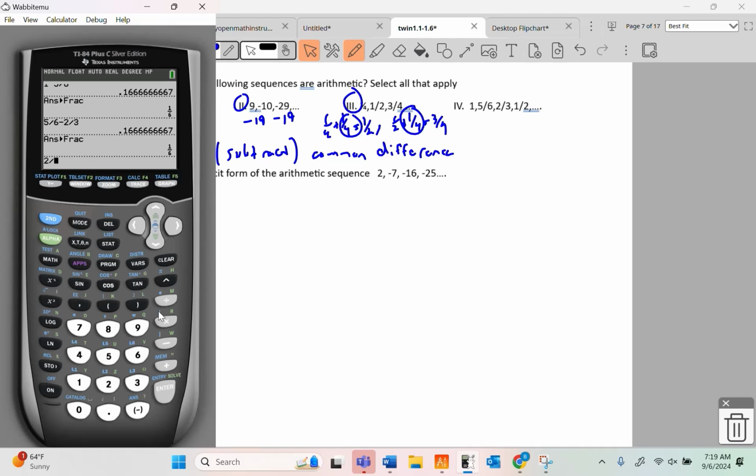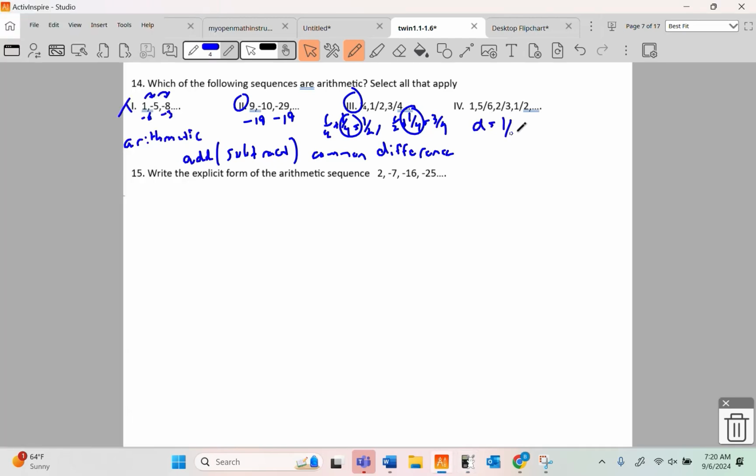If we do 2/3 take away a half, guess what? Just guess. Guess what it is? It's a sixth. So we have the same common difference of a sixth, and that is arithmetic. Even though you were subtracting, still arithmetic.